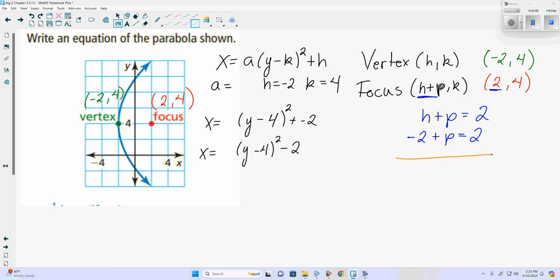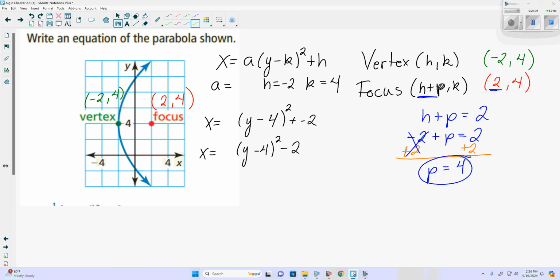What can we do to get P by itself? We can add how much? Okay. Questions? Negative 2 plus 2 is 0. 2 plus 2 is 4. So our value P is 4.